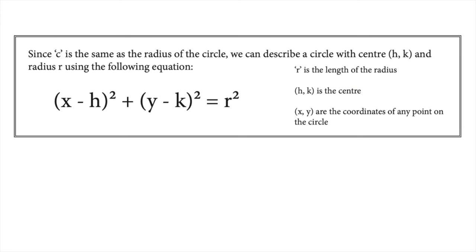Since c is the same as the radius of our circle, we have now developed a generalized equation for the circle using the center h, k and the radius as follows. x minus h all squared plus y minus k all squared is equal to r squared, where r is the length of the radius, h, k is the center, and x, y are the coordinates of any point on the circle.